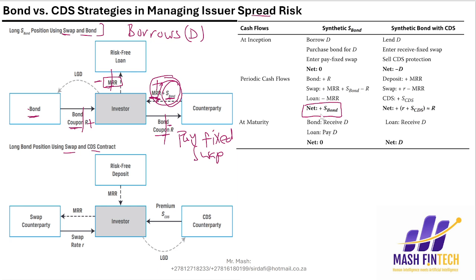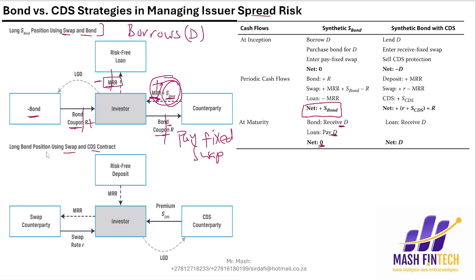And then at maturity, they just receive the face value for the bond. They pay back because they took out a loan, right? They borrowed and they receive. So they receive this face value for the bond, they pay back the debt, and they get a net of 0. So that's the long position using a swap in the bond.